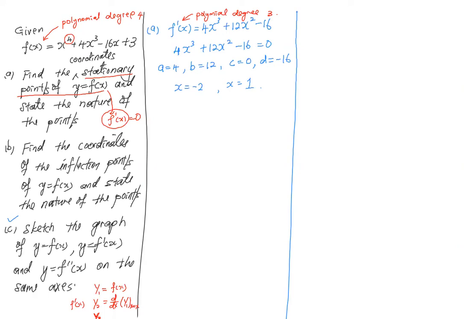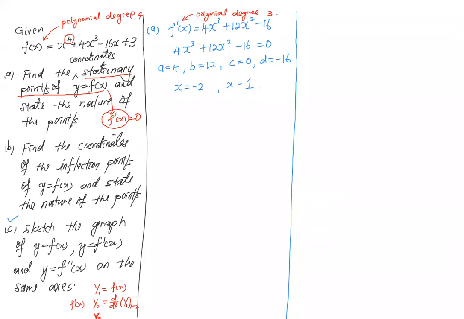I'm testing your memory on polynomials. If it's degree 4, it has how many stationary points maximum? 3. Maximum 3, because f'(x) is degree 3, correct? Maximum 3 x-intercepts. Okay, so this is something that we have to know when we look at polynomials.